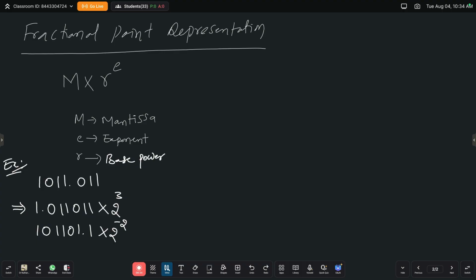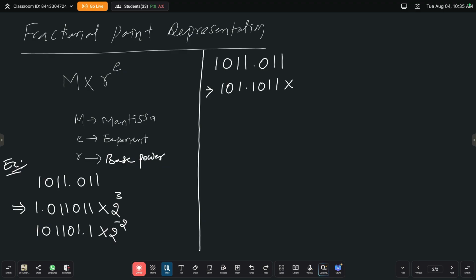What is the problem? I will tell you. You take one example, the same example you consider here: 1011.011. So you can represent the same number with the help of floating point representation. Are you following? So for example, you can write 101.1011 into 2 power 1. Yes or no?